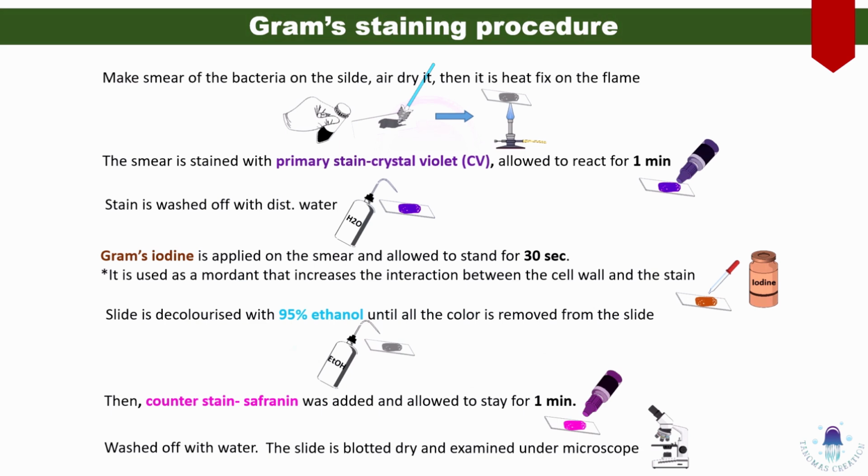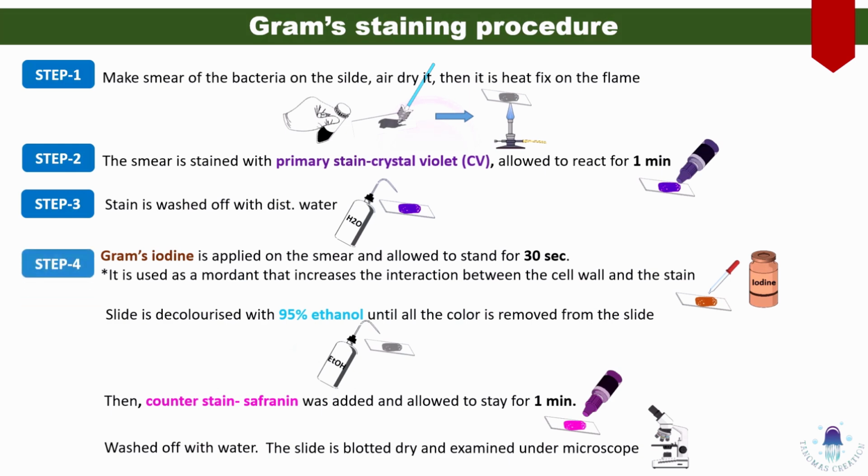So the Gram staining procedure. In step 1, we have a bacterial smear on the slide. We dry it and then it is heat fixed on the flame. Step 2, the smear is stained with the primary stain, that is crystal violet, and it is allowed to react for 1 minute. Then step 3, the stain is washed off with distilled water.